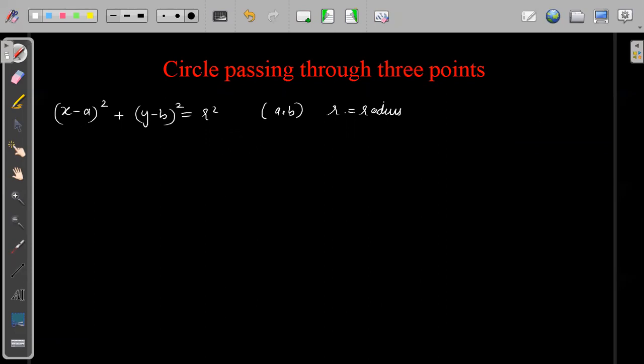Now suppose, how many variables do we have in this general circle? We have three unknowns, right? Those unknowns are a, b, and r. So how many equations do we need to find the values of a, b, and r? We need three different pieces of information.